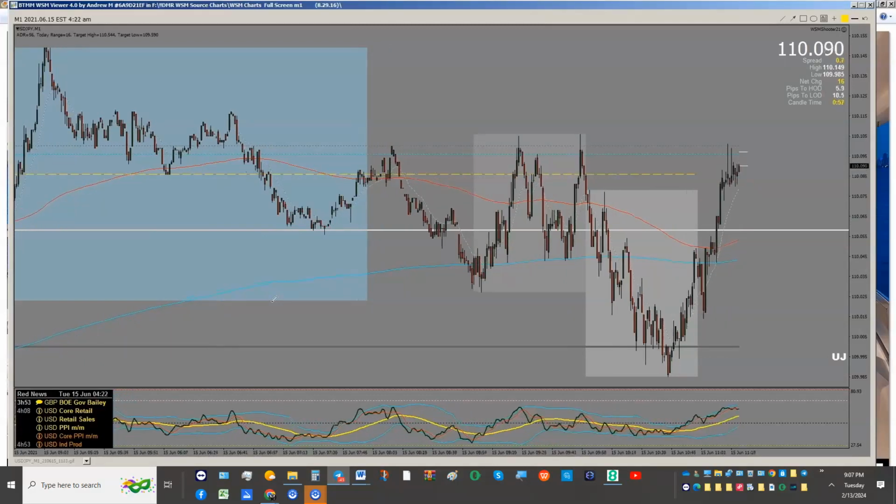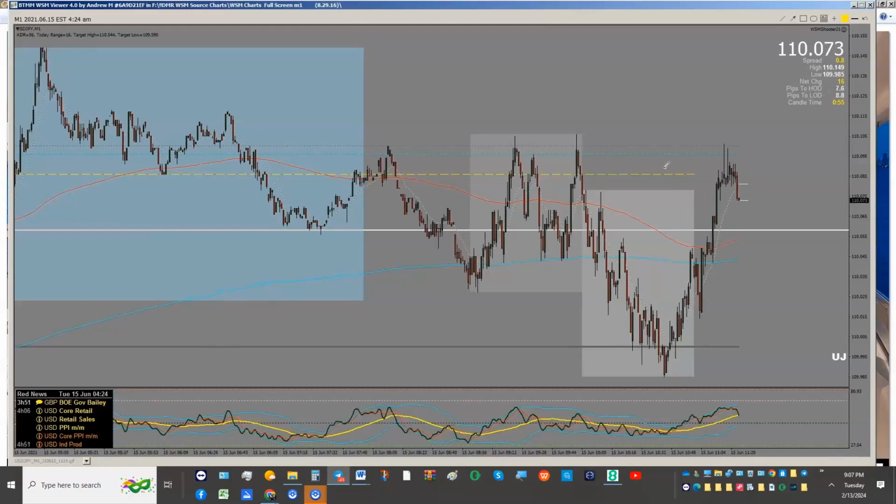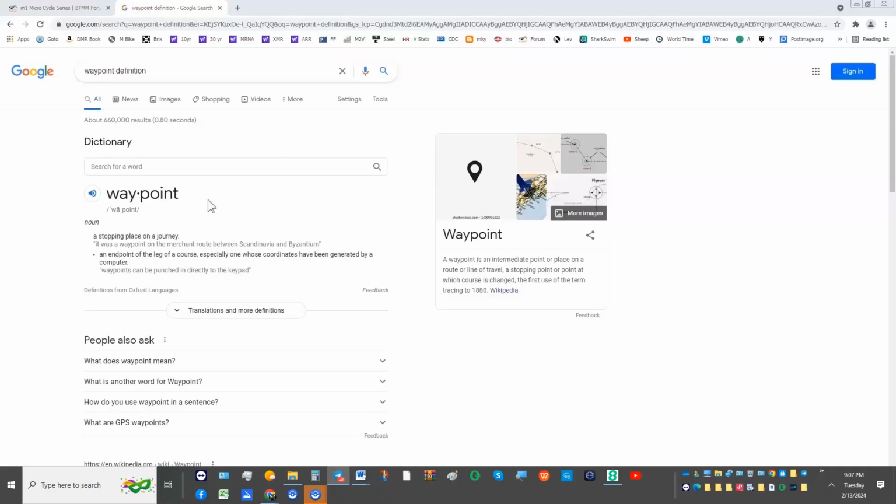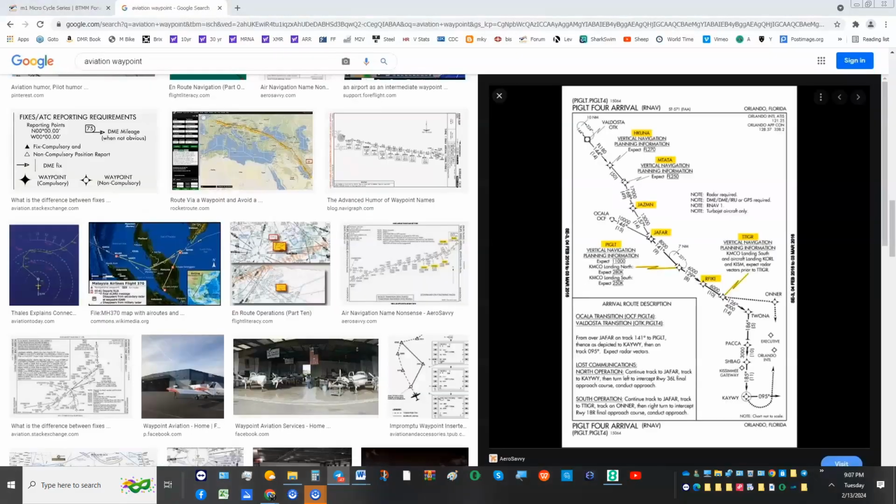Okay, always expecting trap reversals at Asia midline. Asia midline is one of our waypoints, right? It's a waypoint. And for those needing the definition, it is a stopping place on a journey. And of course, for pilots, you understand waypoints are on your way to landing or takeoff, as well as in the middle of the journey.